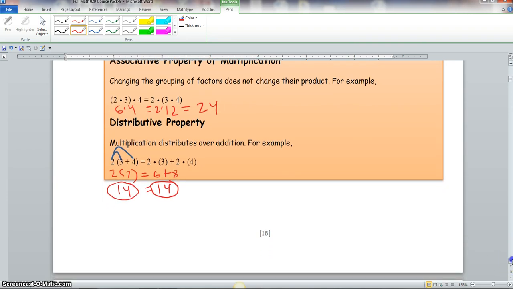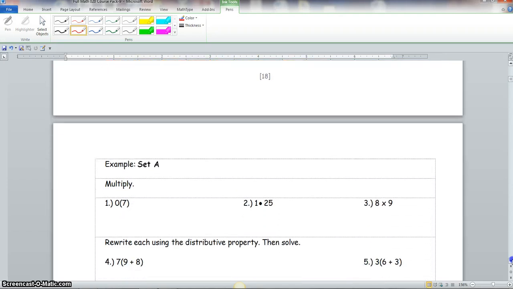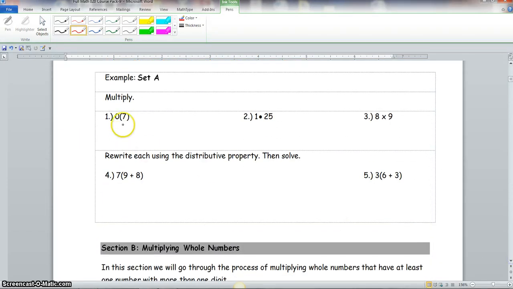Now we scroll down here to the next page. We have example set A. It tells us to multiply. We have 0 times 7, which we know is 0. 1 times 25 is 25. Because remember those rules, 0 times any number is 0, 1 times any number is the number itself. And we have 8 times 9, which is 72.